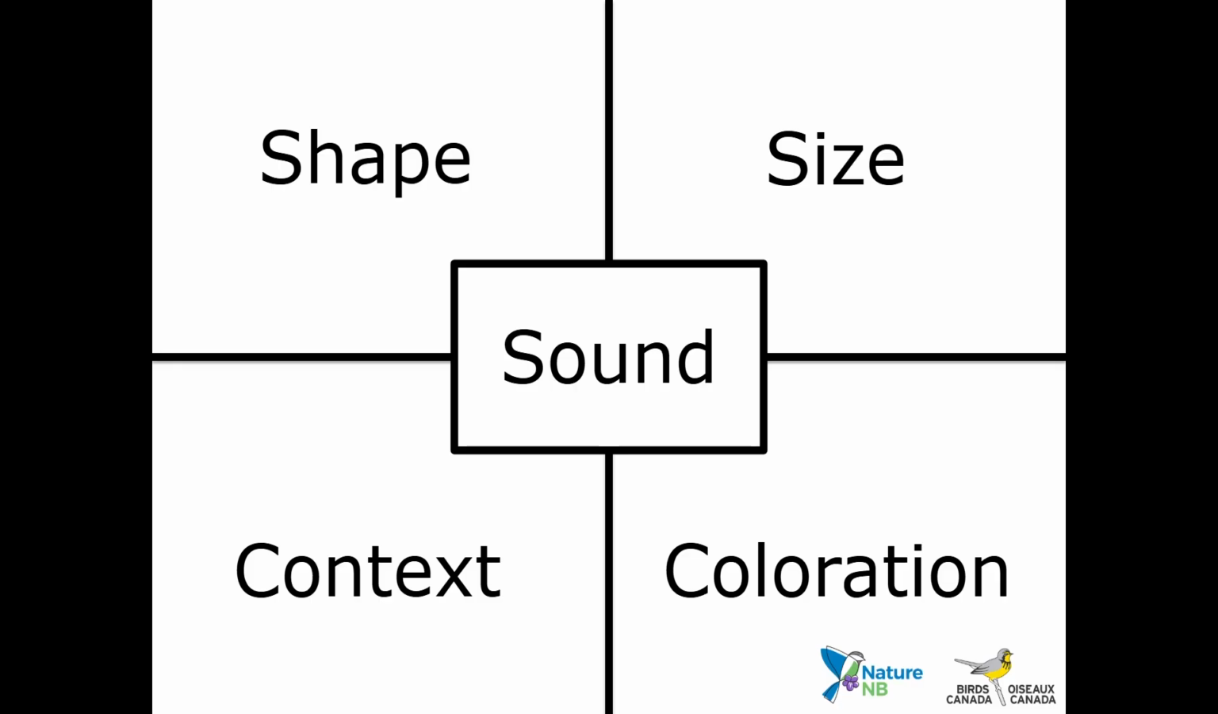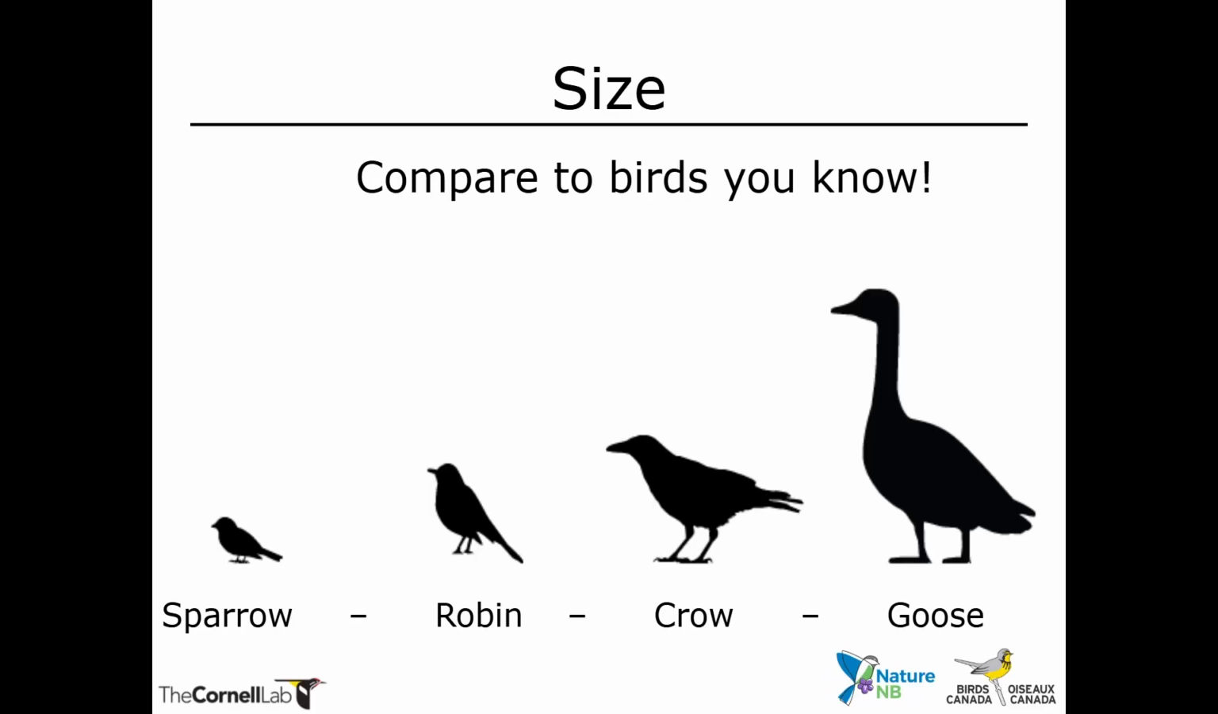And we can use the same principle with birds, but we have an added bonus of sound as an ID feature as well. So the first ID feature that we look at with birds is their size. And it's usually quite helpful to compare the bird that you're looking at to a bird that you already know. The website All About Birds from the Cornell Lab of Ornithology provides this really useful scale using 4 quite common birds that even if you're not a birder, you probably recognize them. So sparrow, robin, crow, and goose.